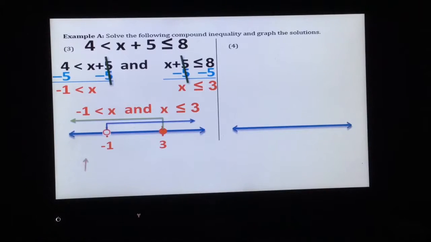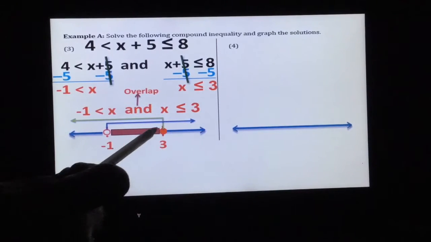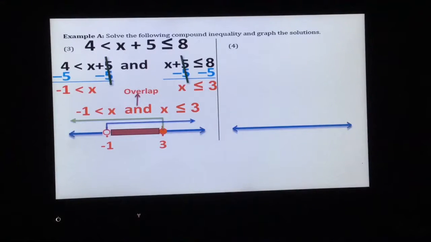Okay. Now, just to remember, AND means overlap, and the only overlap you see, where it's green and blue, is in the middle over here. So we're going to shade in the middle, and the answer is going to be anything that's red on the actual number line. Okay. So that is my AND problem.